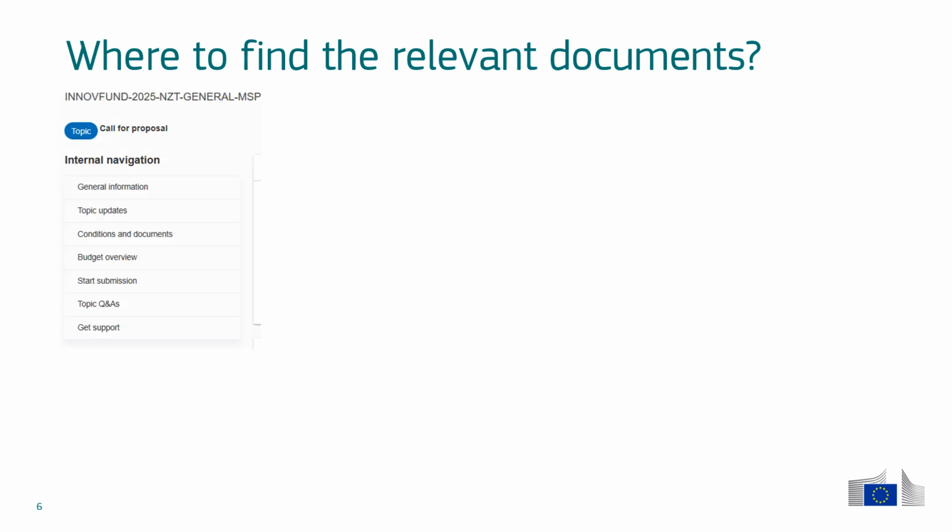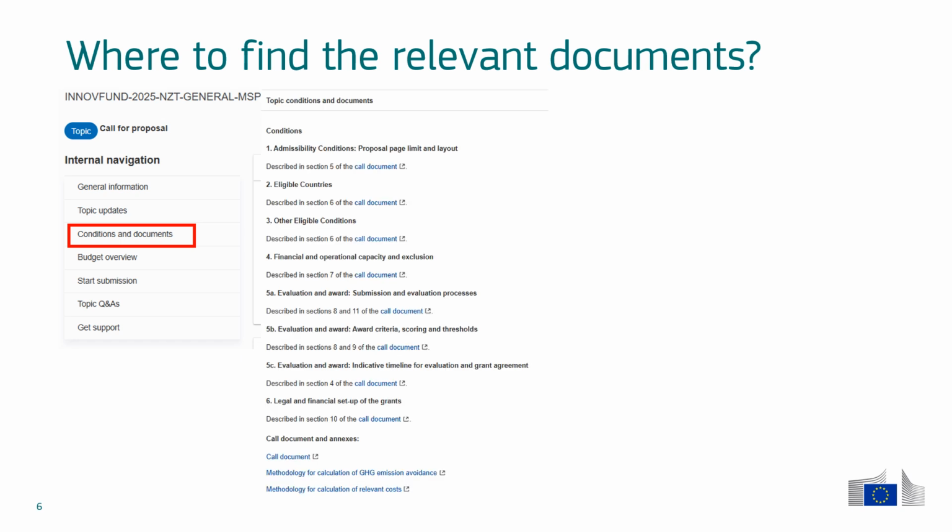You are now on the page referred to as Topic page. On the left-hand side, you can see a menu. If you click on Conditions and Documents, you will immediately see the different documents that are available. And the most important, the ones that you should read first, are the call document and the methodologies for calculation of GHG emission avoidance and for calculation of relevant costs.